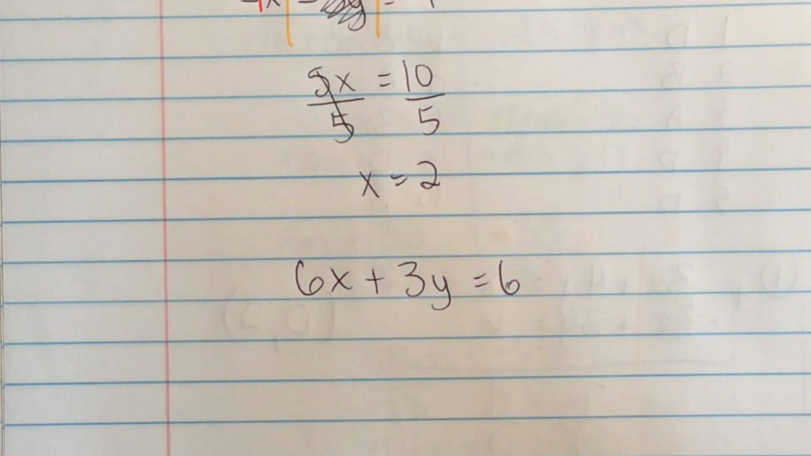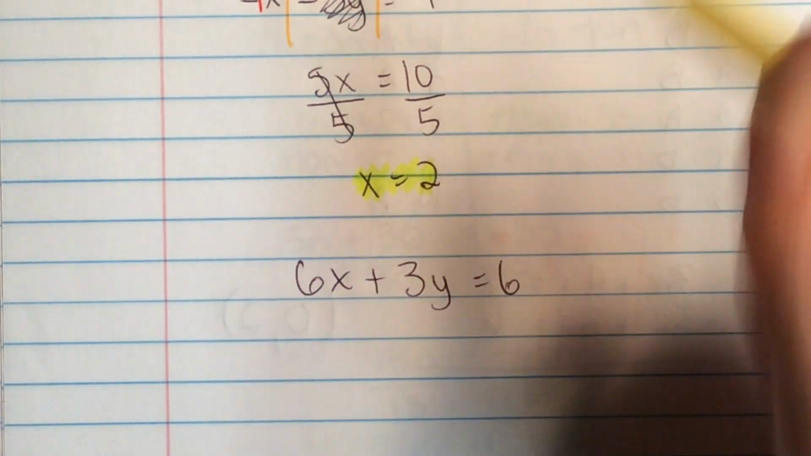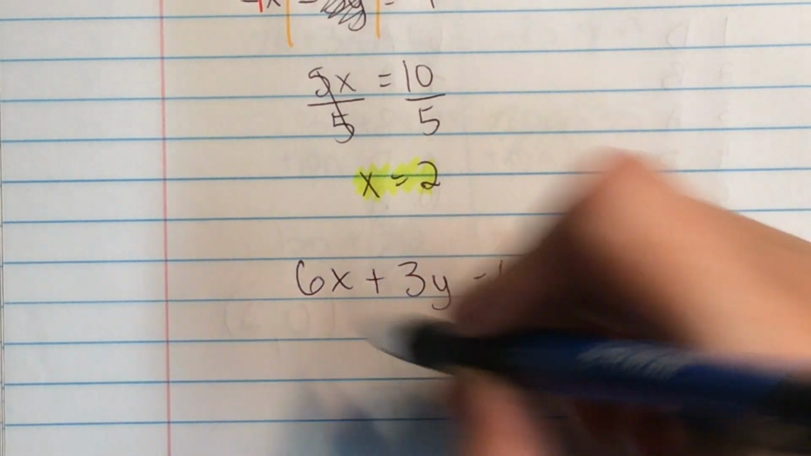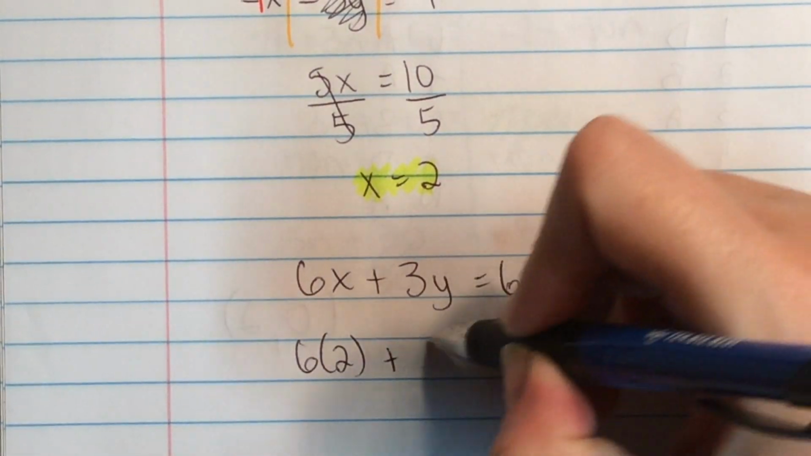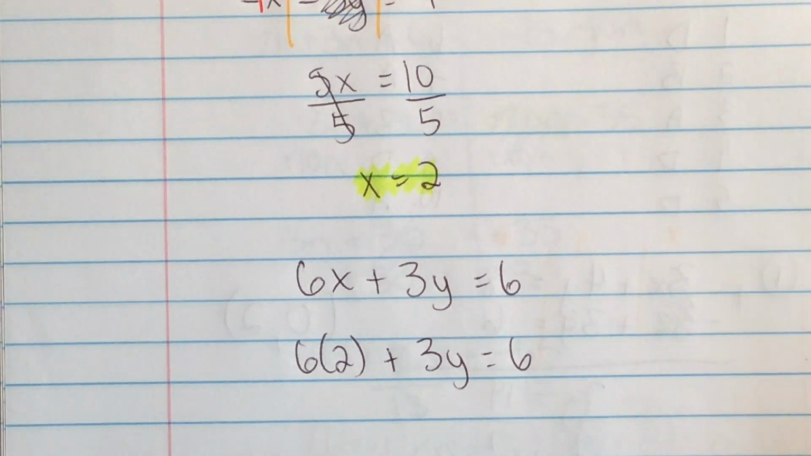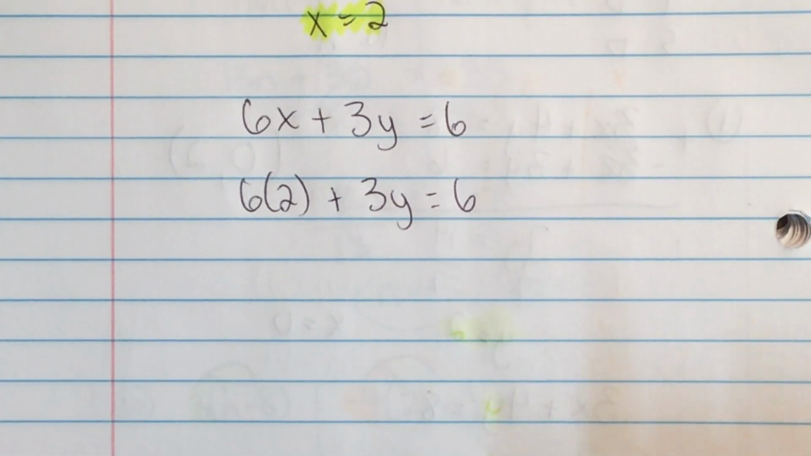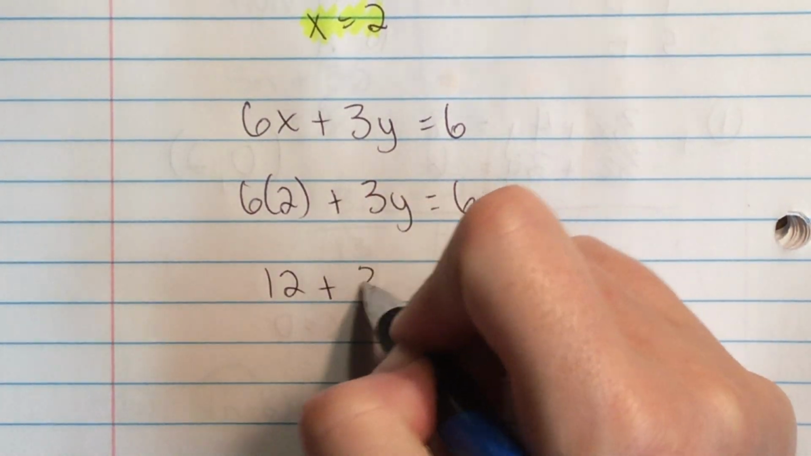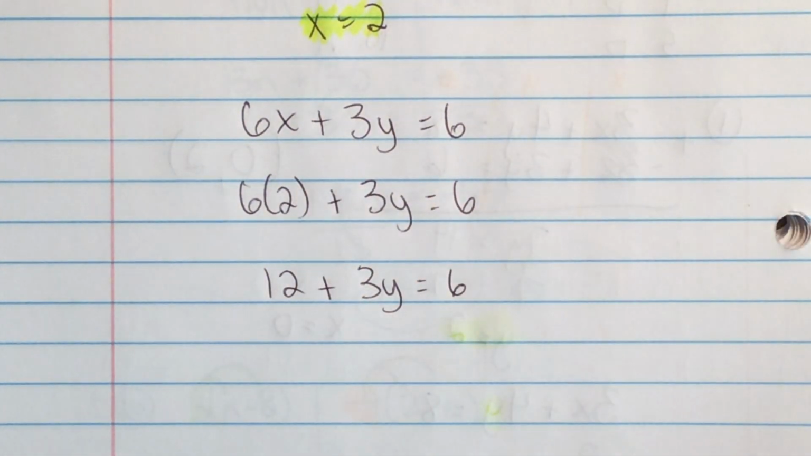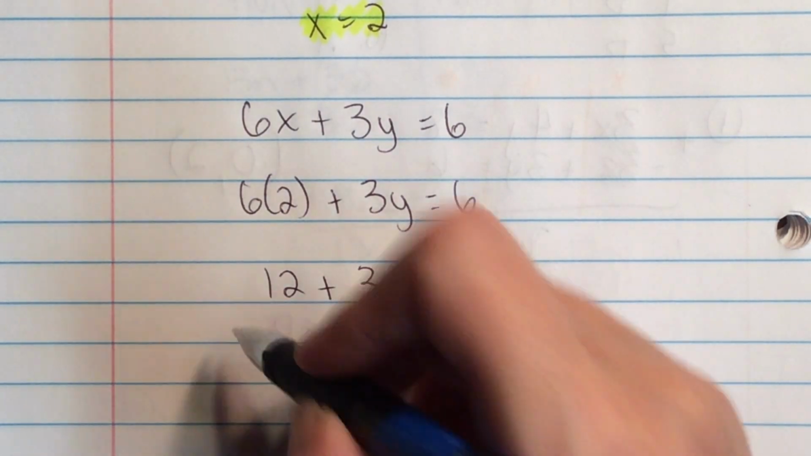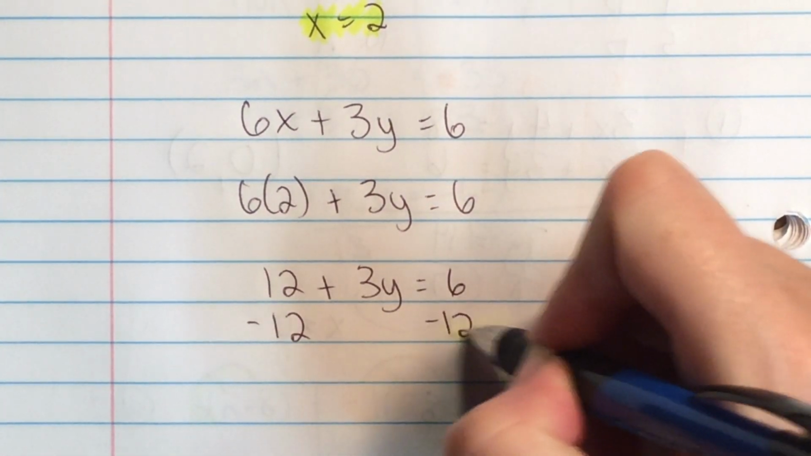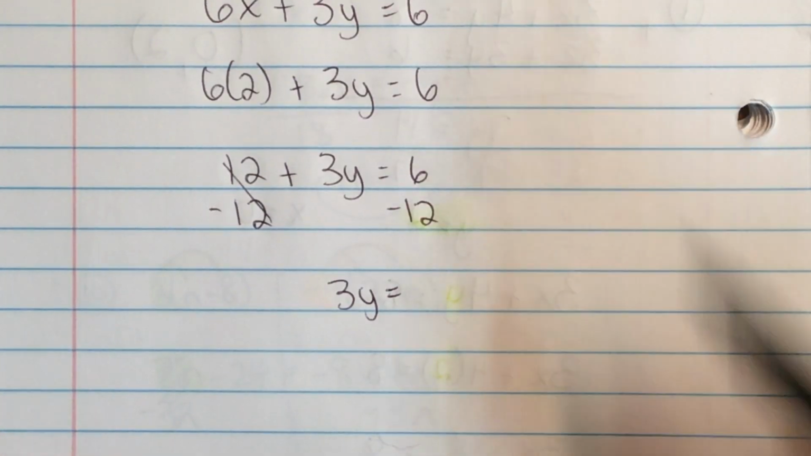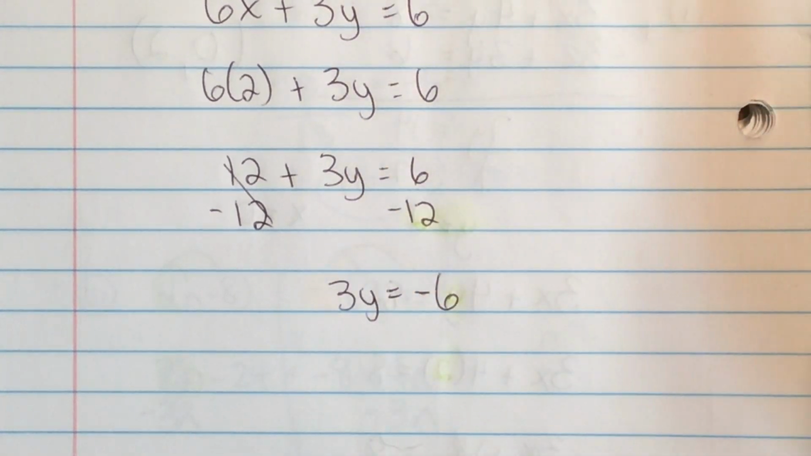And don't forget that x is 2. That's what we figured out. So instead of putting in x here, I'm going to put a 2. And I get 12. 6 times 2 is 12. Plus 3y equals 6. And then I subtract 12. And I get 6 minus 12, which is -6.